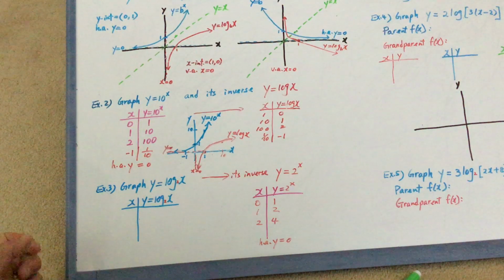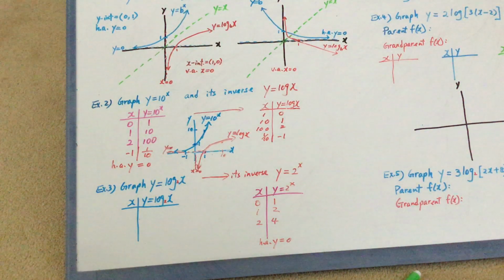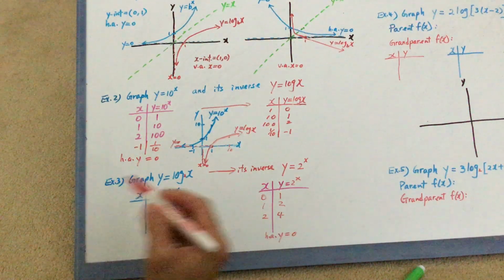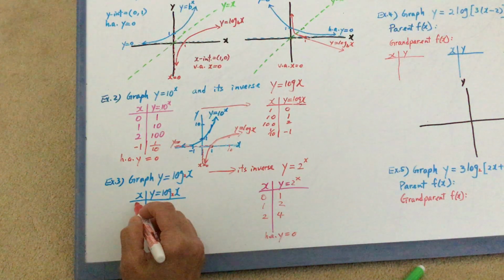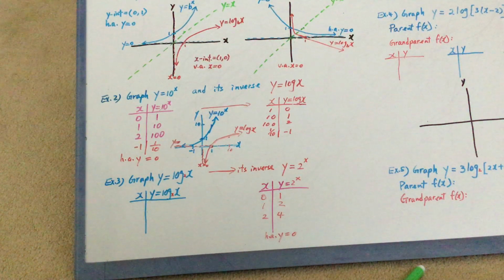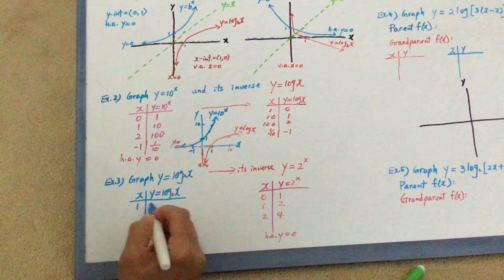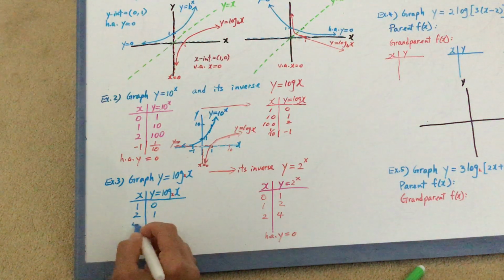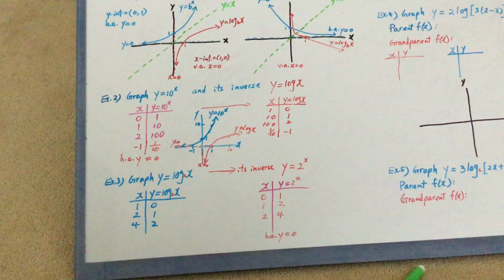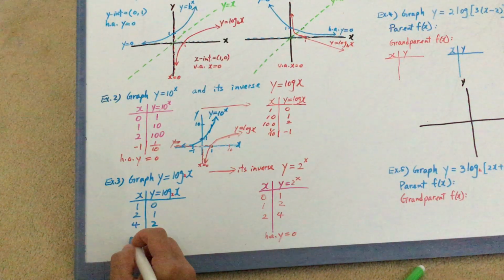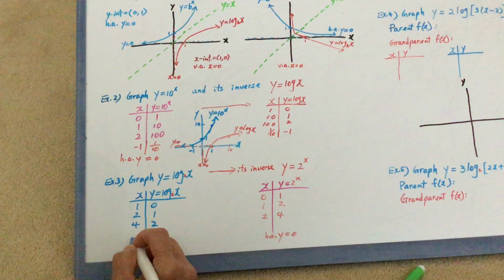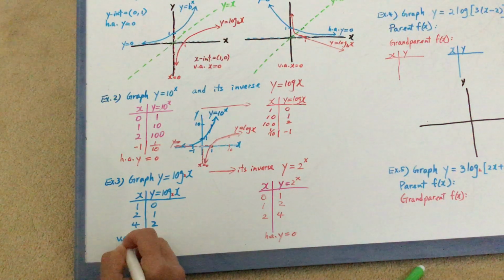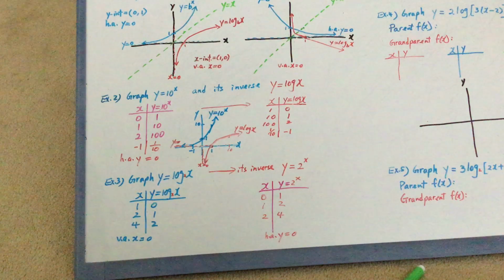Okay? And then for the log, which is the inverse of that, all you have to do is to interchange the x and the y. So now instead of 0, 1, now I should have 1, 0, okay? And this will be 2, 1 and 4, 2, okay? And for this one, I know that I will have a vertical asymptote at x equal to 0. So a vertical asymptote, x is equal to 0, okay?